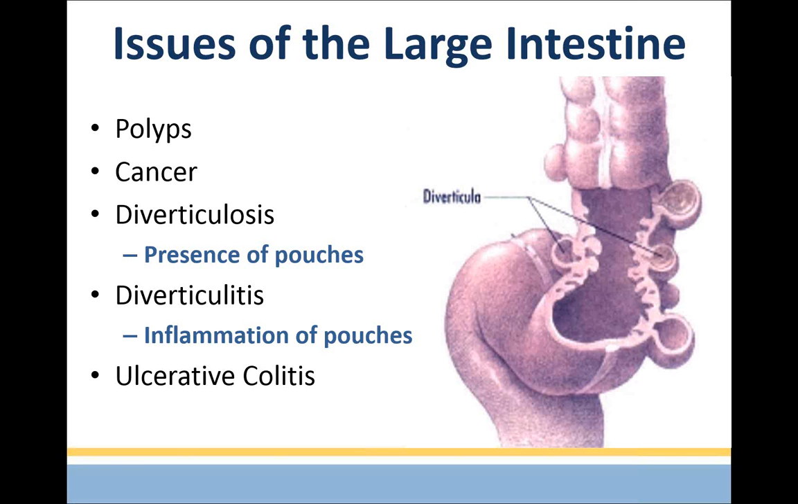Diverticula are what you see here. They are pouches that bulge outward, and they may occur at any level from the esophagus to the colon, and are most common after age 40. The presence of these is diverticulosis. When they become inflamed or infected, it's known as diverticulitis. So there's that itis again, the inflammation.